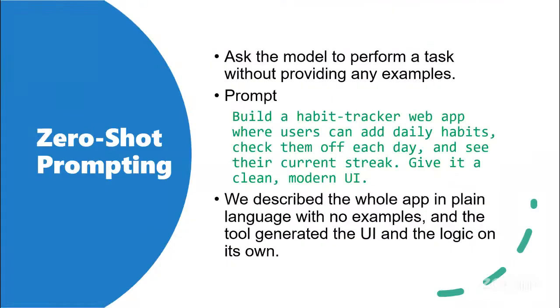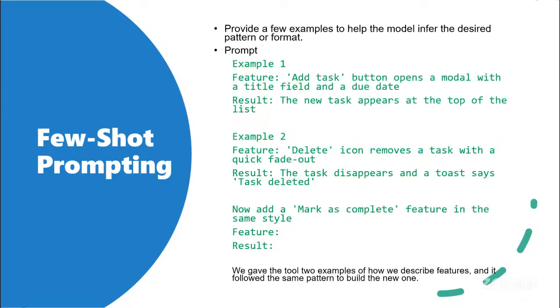Okay, so we talked about zero-shot prompting. We described the whole app in plain language with no examples, nothing, and it just builds an app for us. And it built a really good app, but we can actually do better. So this is called a few-shot prompt.